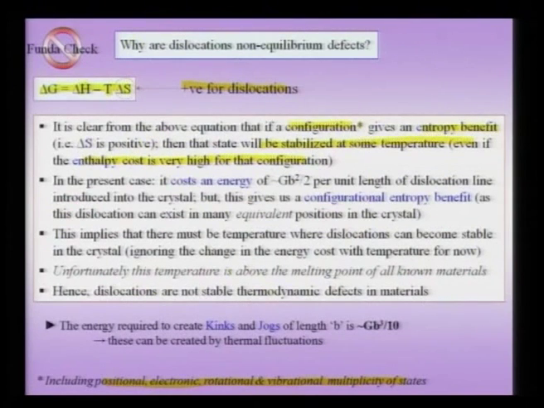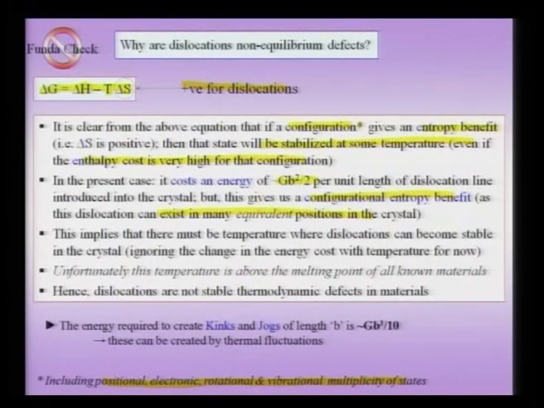In the present case, the energy cost we know goes as GB square per unit length of the dislocation line, and we have seen that the configurational entropy benefit is also there, because now the dislocation can exist in many equivalent states within the positions within a considerably large crystal. If it is a very small crystal, things are different, but if you have a large crystal, then there are many equivalent states within which the dislocation can exist, leading to an approximately equal state of energy.